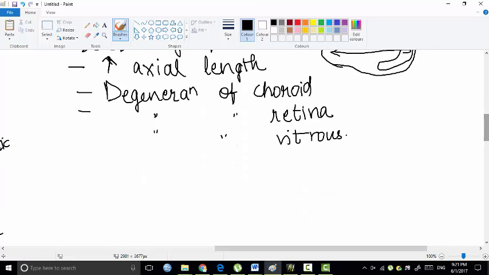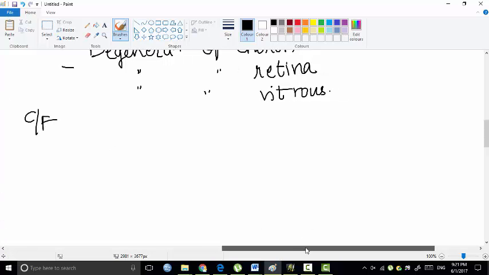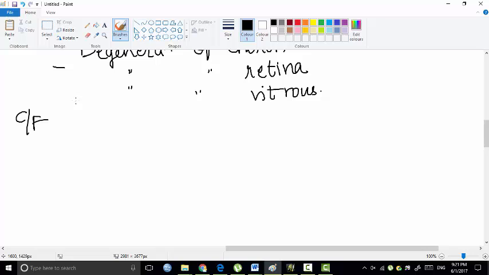Now, what are the major clinical features for this type of myopia, that is pathological myopia? The clinical features generally include: 1. Defective vision, as I have already discussed. There will be defective vision, that is inability to see far objects.